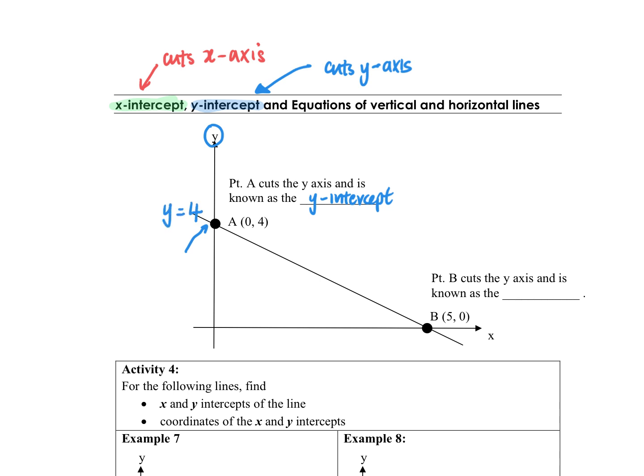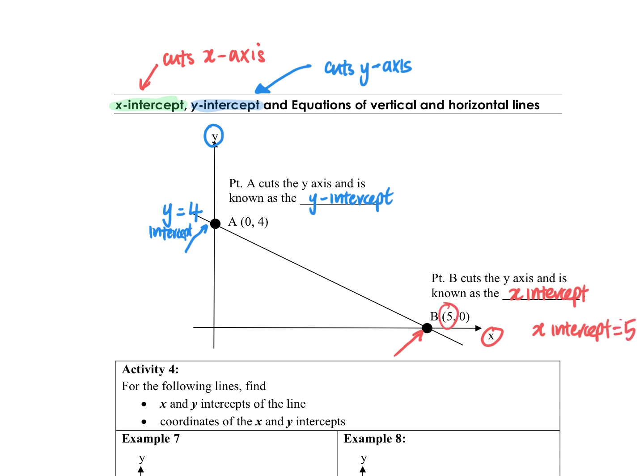So the y-intercept is 4. Okay, next one. This point here cuts the x-axis, so it's called your x-intercept. So your x-intercept value is at 5.